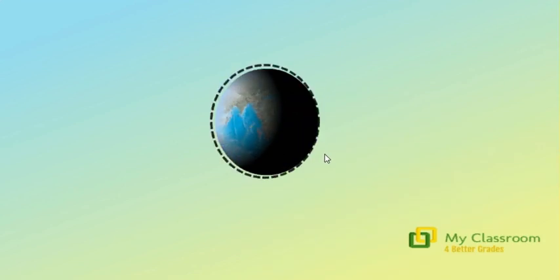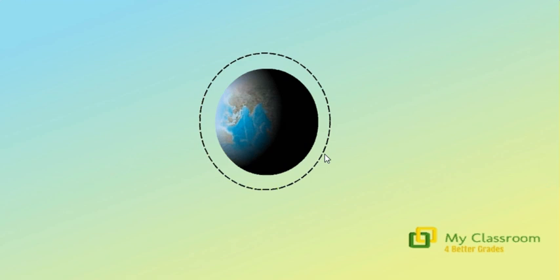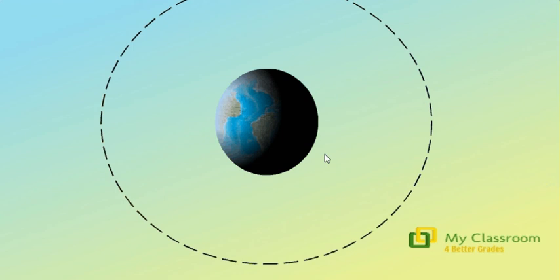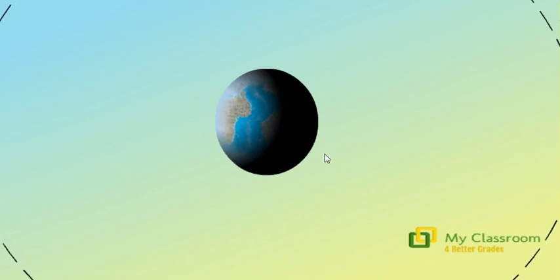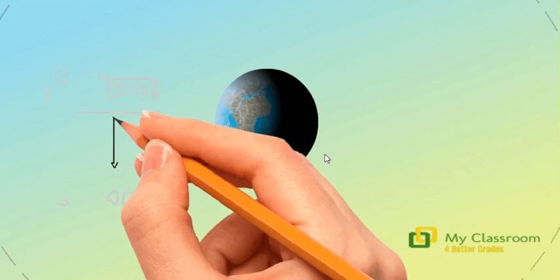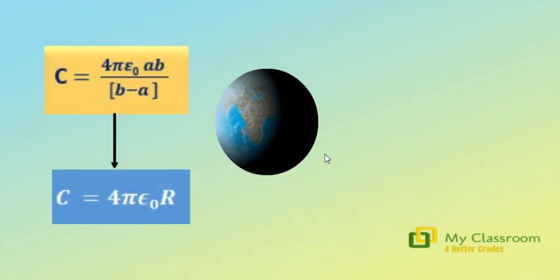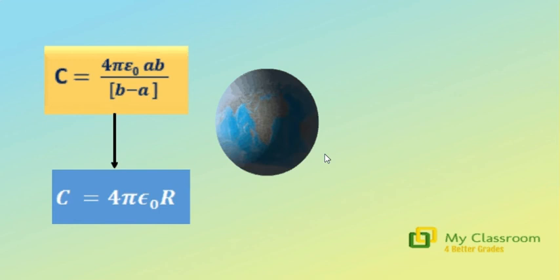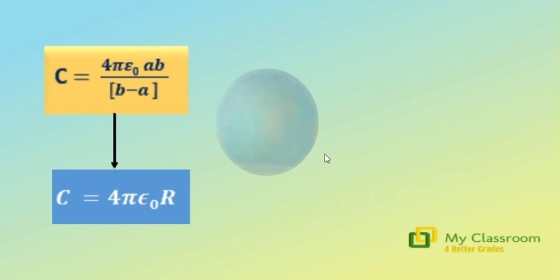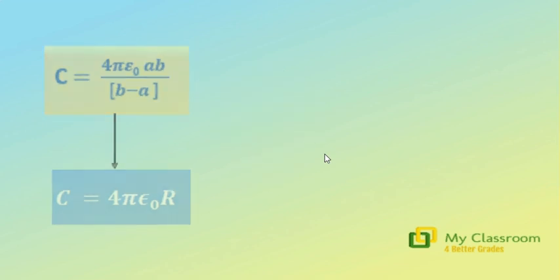Now coming back to our Earth example, let's consider our Earth to be the inner sphere, and let's assume another sphere as its outer sphere. Now imagine that this outer sphere is so big that its radius would be almost equivalent to infinity. In that case, the equation of capacitance for a spherical capacitor gets converted to 4 pi epsilon 0 R, where R would be the radius of Earth.